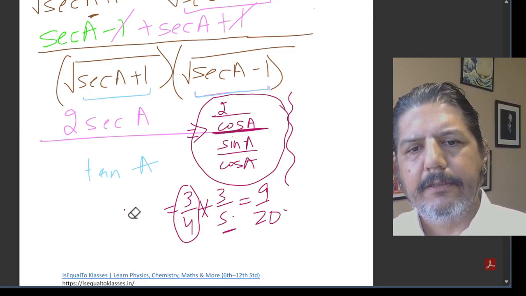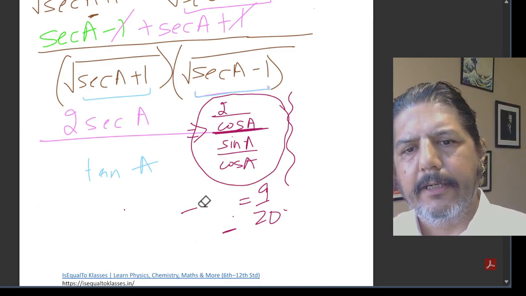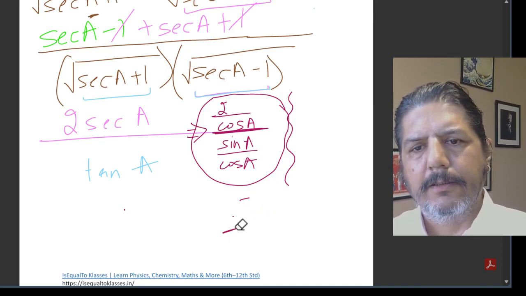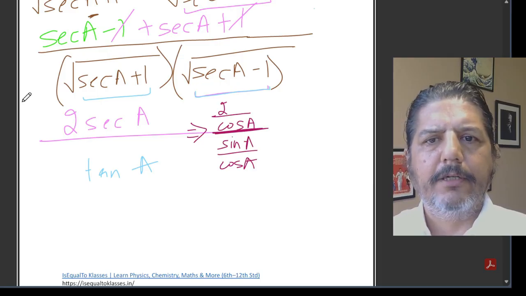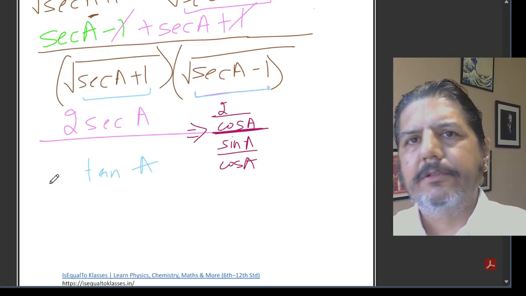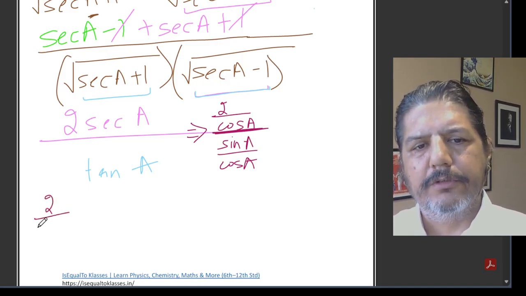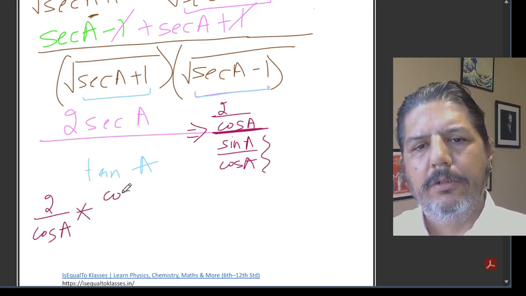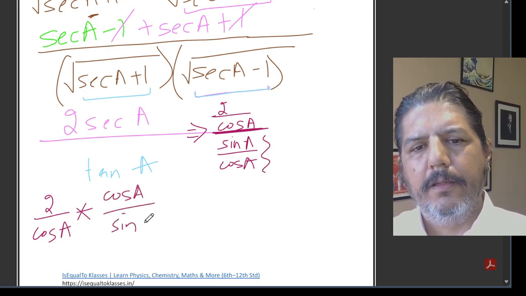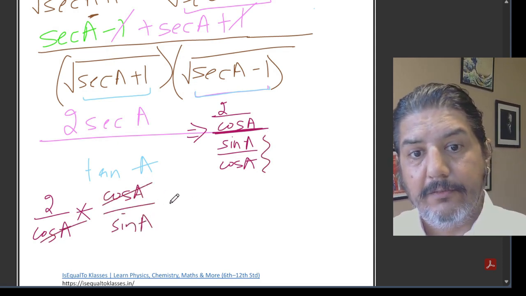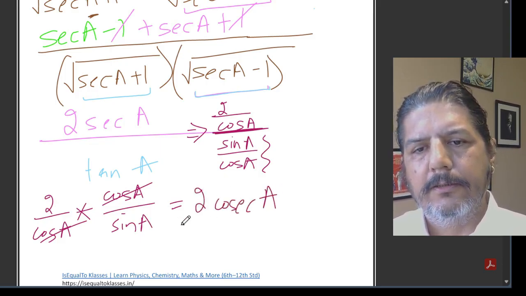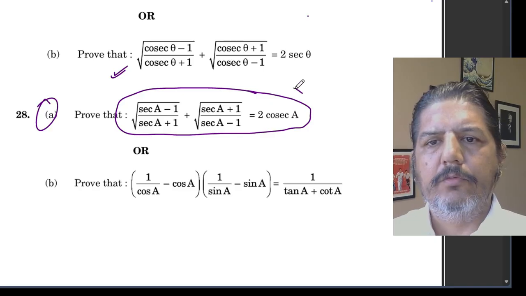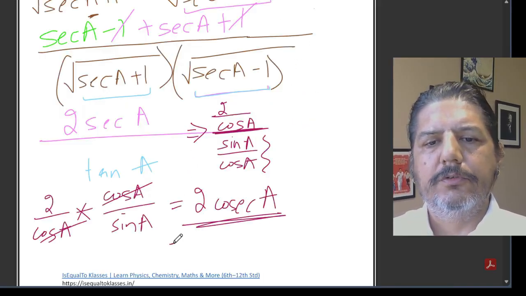Now, as I have been discussing, proving the trigonometric identities has more to do with algebra rather than trigonometry, because the trigonometry part is easy. It is the algebraic manipulation which gets difficult. So this will be equal to 2 cos A, the numerator, multiplied by the reciprocal of the denominator, cos A upon sin A. This cos A will cancel. So this will be 2 upon sin A, and this will be equal to 2 cosecant A. 2 cosecant A is what is equal to the RHS.